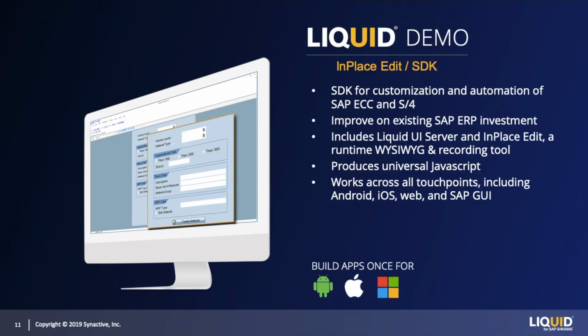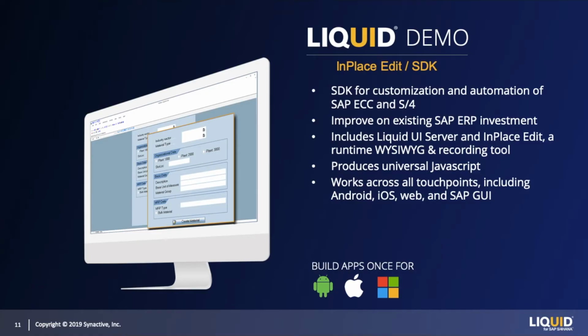We're going to show today a product which is part of our SDK called In-Place Edit. Before we get started, a little bit of information about our SDK. This is for the customization and automation of your SAP ERP, be that ECC or S4. And it's a way for you to, not only in mobile environments or on mobile touchpoints, but even within the SAP GUI, improve on your existing SAP ERP investment, improve on that SAP GUI.